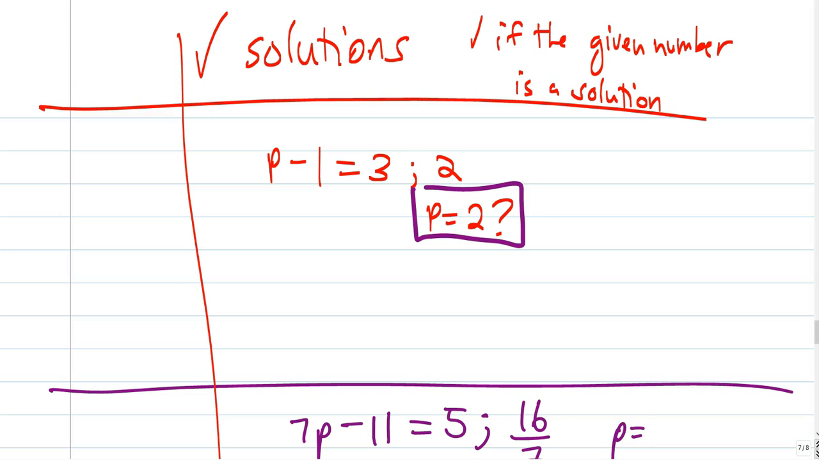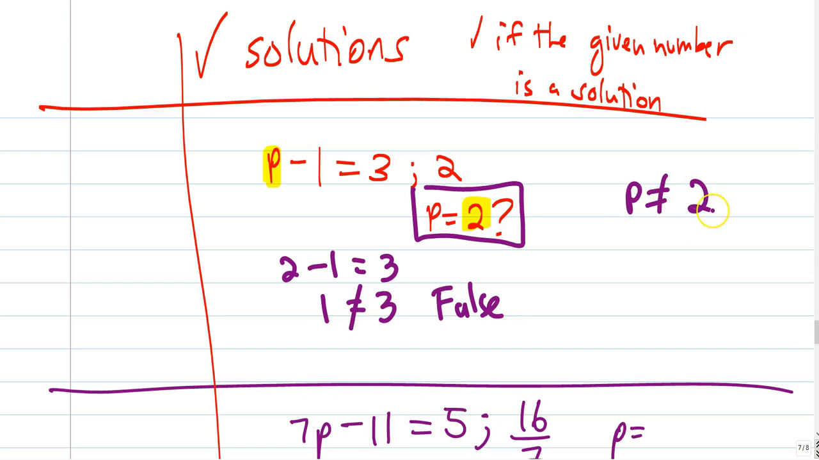If p equals 2, we should be able to take that 2 and put it in place of the p. So this would become 2 minus 1 equals 3. 2 minus 1 is 1. Does 1 equal 3? I'm not liking that, right? So if this is not true, if this is false, then that means p is not equal to 2. Or we could say that 2 is not a solution. It doesn't solve this, right?